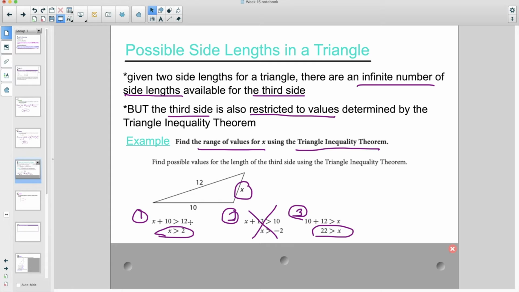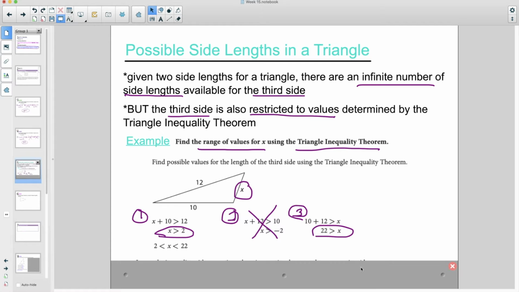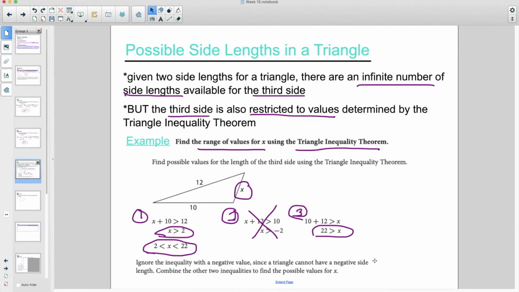So we want to put that together in one compound inequality. That would look like this right here. So 2 is less than x, which is less than 22. That gives you the range for the possible x values of that third side in order for that triangle to be formed. This written down here is just a reminder of what we already talked about. If you do have that negative side length, you can ignore that piece. That is not going to affect your range.